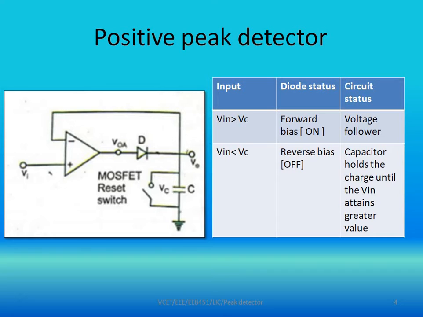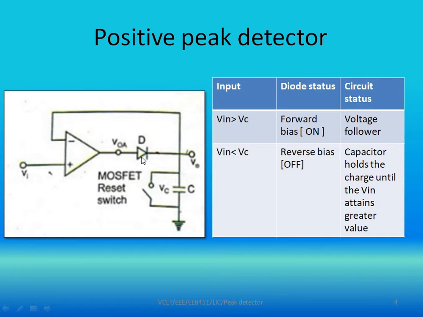We'll start our discussion with a positive peak detector. Here I have used an active element, an operational amplifier, for computing the peak of an input signal. The circuit more or less resembles a voltage follower circuit, where you can find that a diode has been inserted. This diode will act as a switch here. Depending upon the applied input and the charge stored in the capacitor, the diode will be either in off or on condition.